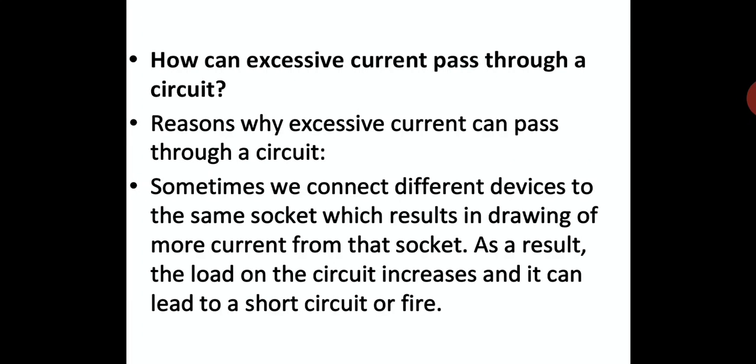How can excess current pass through a circuit? How is this possible? When you have a proper electricity connection at home, how does that excess current pass? Reasons for excessive current passing through a circuit: sometimes we connect different devices to the same socket, which results in drawing more current from that socket. As a result, the load on the circuit increases and it can lead to a short circuit or fire. So this is the reason why an excessive current can pass through a circuit.